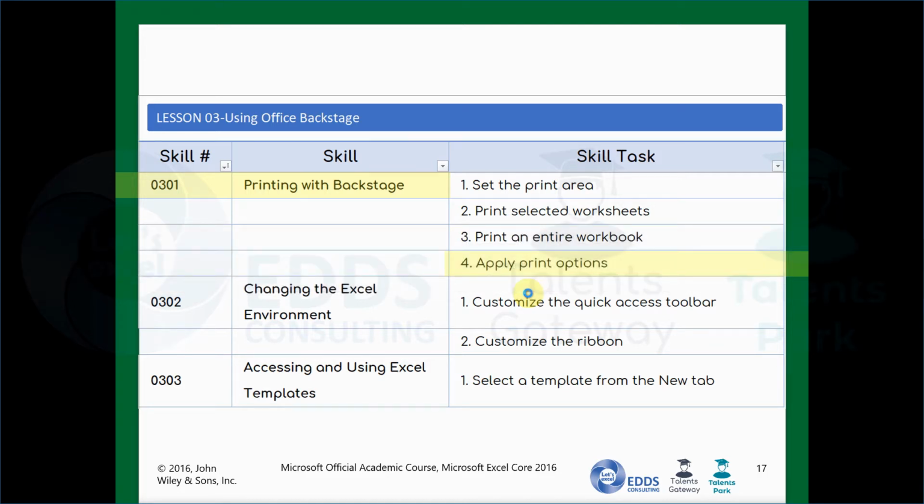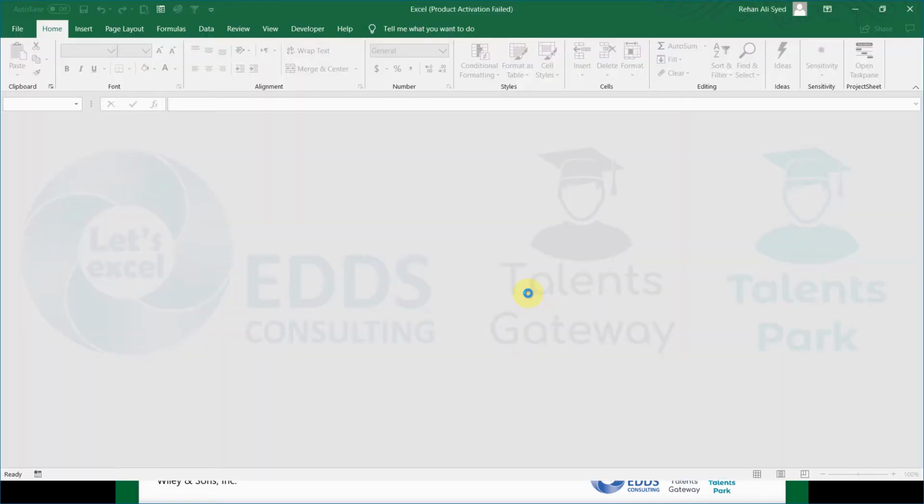We are in lesson 3 performing our first skill, printing with Backstage, and now we will perform our fourth skill task, which is applying print options. Let's go to Excel.